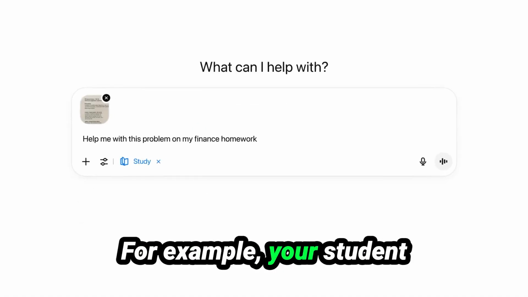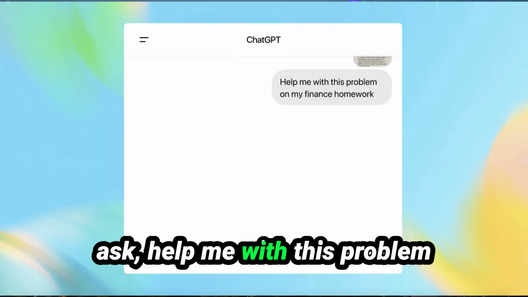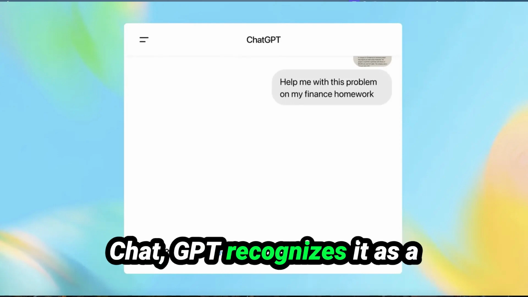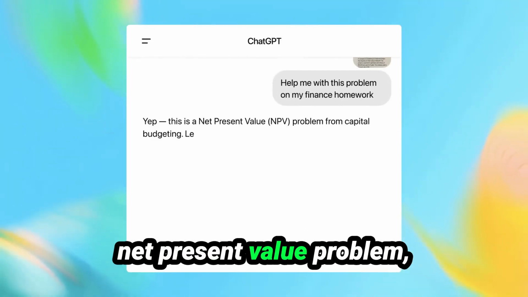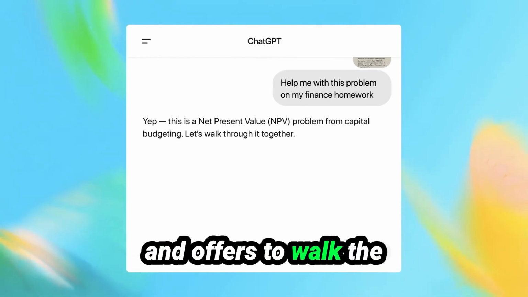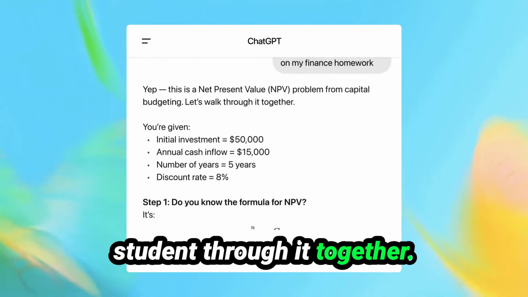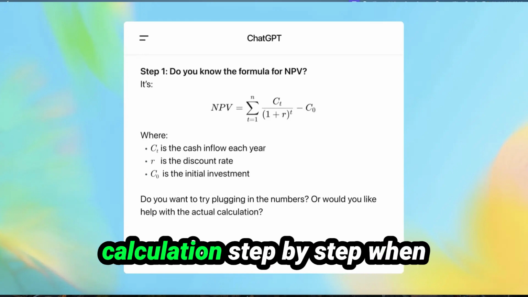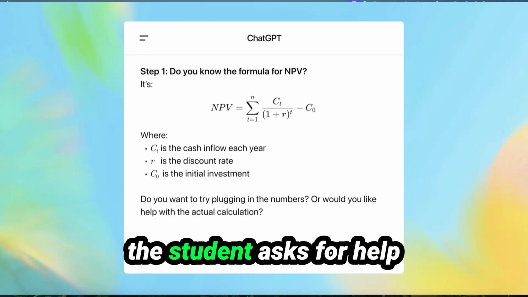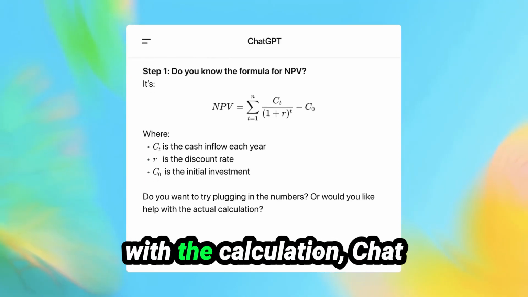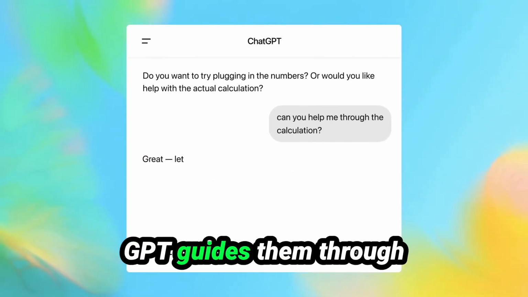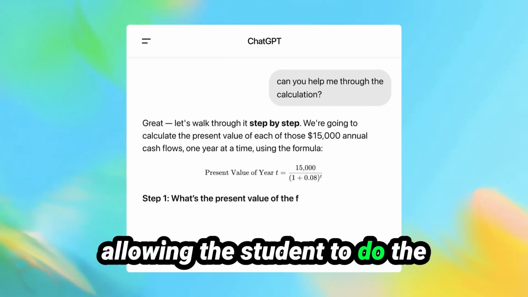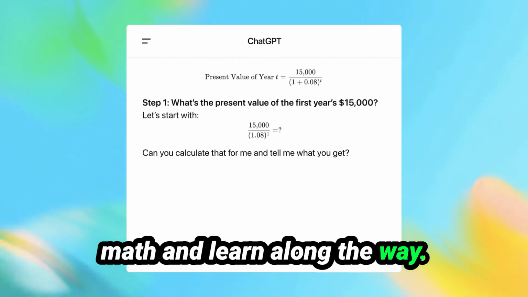For example, a student asks, "Help me with this problem on my finance homework." ChatGPT recognizes it as a net present value problem and offers to walk the student through it together. It provides the formula for NPV and breaks down the calculation step by step. When the student asks for help with the calculation, ChatGPT guides them through each year's present value, allowing the student to do the math and learn along the way.